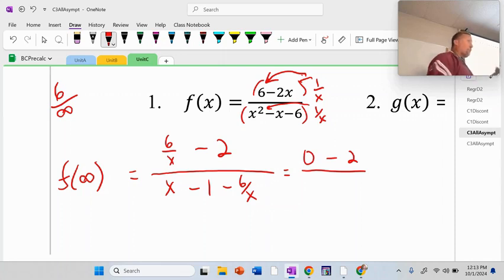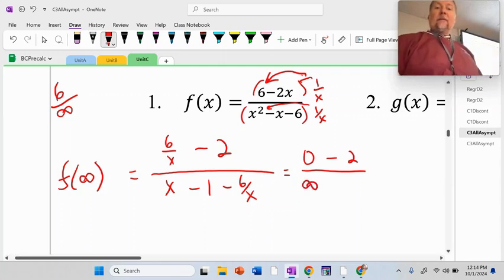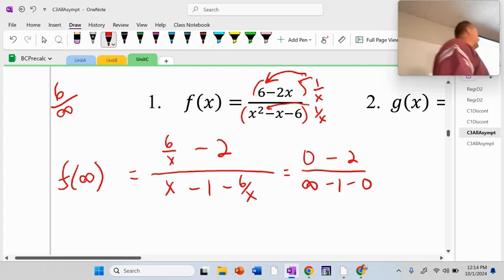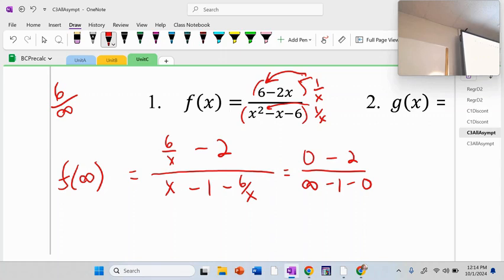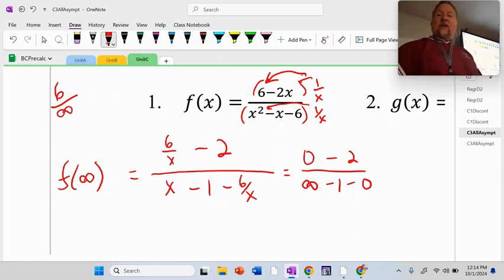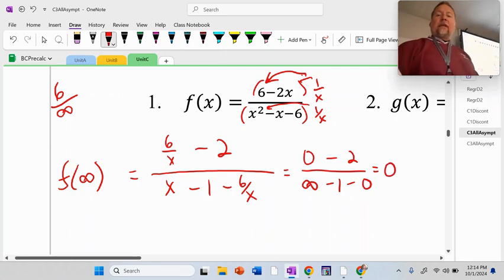But then look at the bottom. What's x become? What did I just plug in for x? Infinity minus 1 minus 0. That's what 6 over infinity is again. So the numerator is negative 2. The denominator is infinity. Yet again, what is negative 2 over infinity? I just asked a similar question up here. What's negative 2 over infinity? 0. So this function, when I plug in infinity, I get 0 as an output.